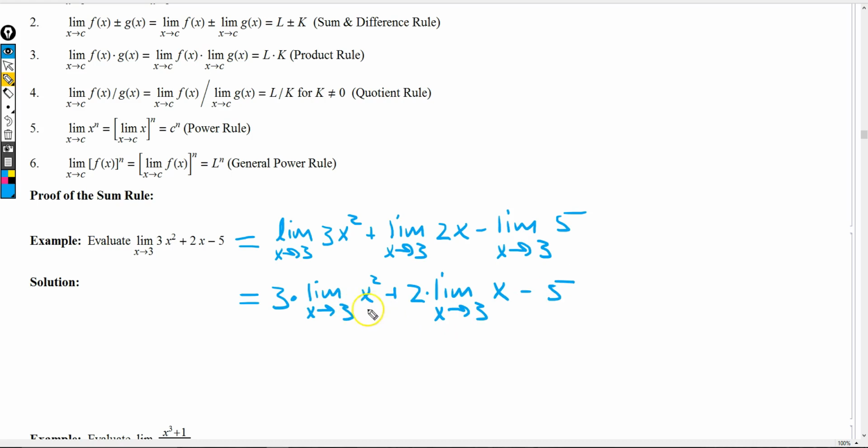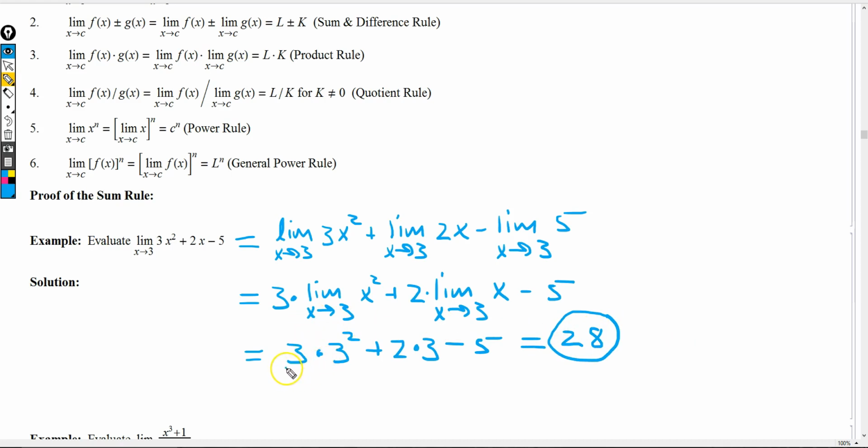Now what we can do is use the power rule for these two right here. I can just plug the 3 in for that x, 3 in for this x, and we get 27 plus 6 minus 5 equals 28. And that's our answer.